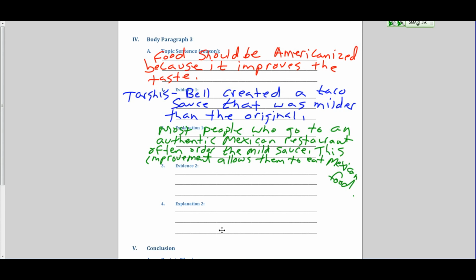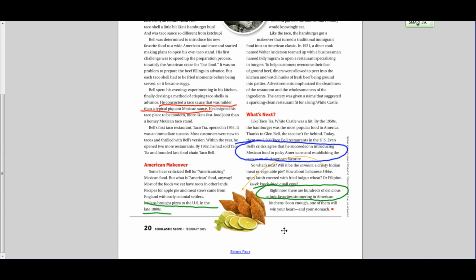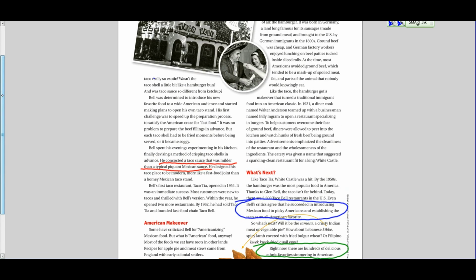Next, I need to look for another piece of evidence that proves that Americanizing food improves the taste. And we're going to go back to Tarsus's article, and we're going to take a look at the hamburger, where it talks about how the hamburger used to be made of spoiled meat, and after it's Americanized, it became fresh meat.